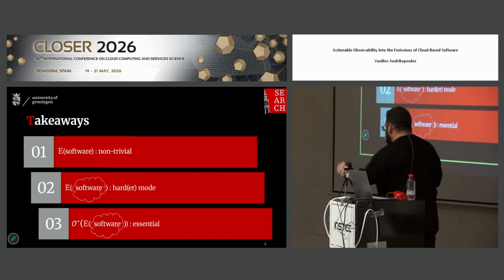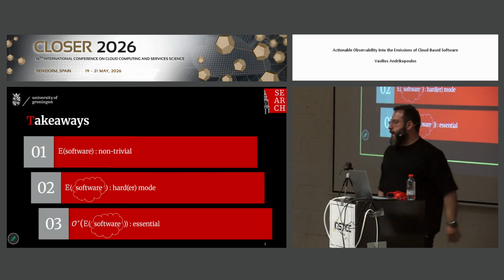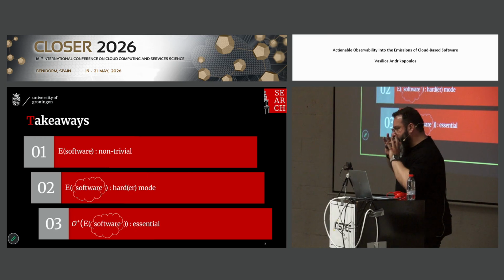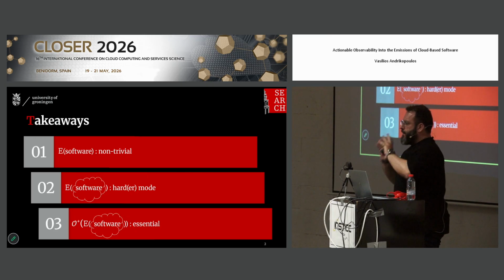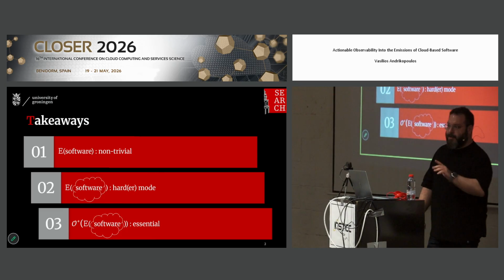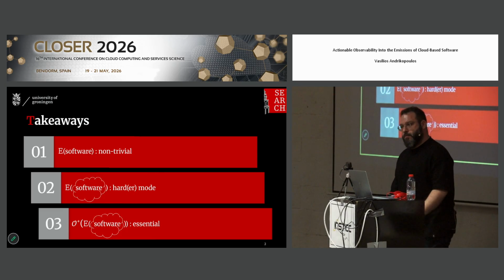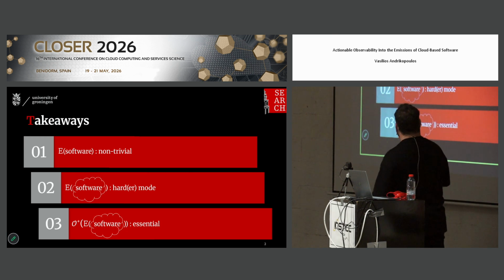However, we should not let this scare us. What we do need to do is we need to be able to observe a piece of software, figure out what is its energy consumption, irrespective of where it runs. And let's deal with a harder case in the cloud, and figure out what needs to be done to improve this piece of software, in the sense that we want to reduce their emissions. This is the concept of actionable observability.